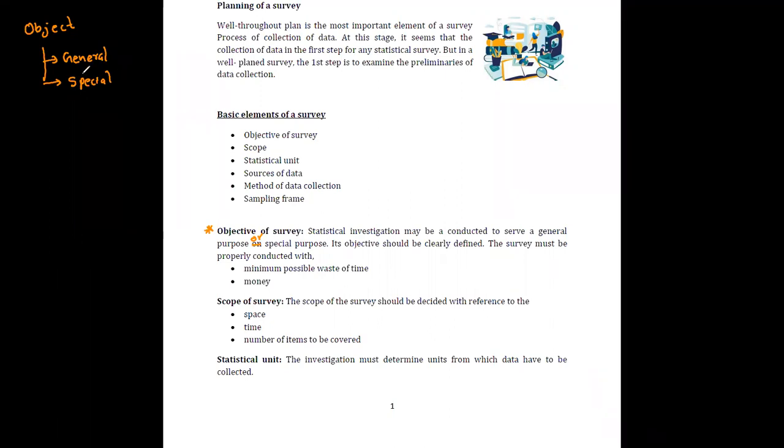Therefore, we can have general purposes or special purposes for any given survey. But anyhow, whether it is a general purpose or a special purpose, we have to clearly define our purpose. It is because the next important thing is, sometimes you are going to collect the data based on a questionnaire.